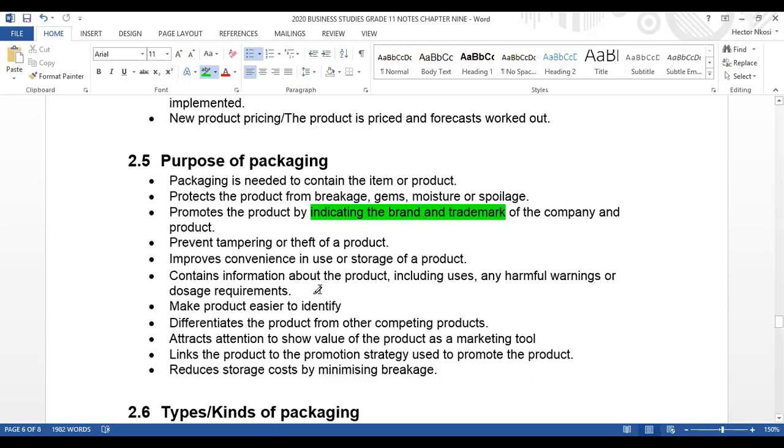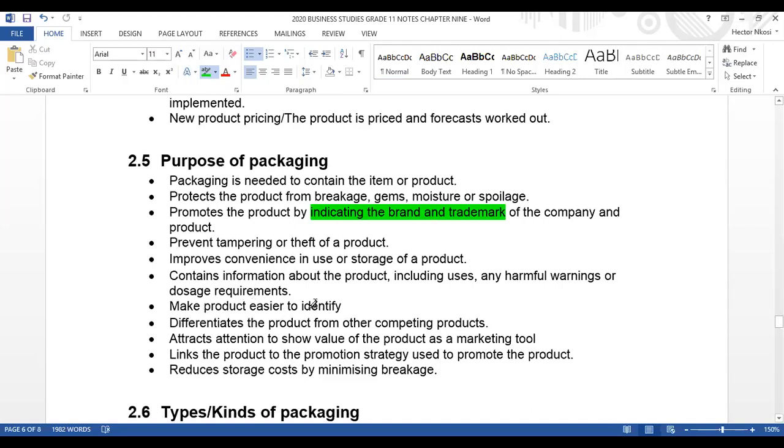It contains information about the product, including uses, any harmful warnings, and all those things. Sometimes it tells you what your product was made out of, like the ingredients. It also tells you the mass, whether it is 5 liters, 6 liters, 500 milliliters, or if it's in kgs, is it 1 kg, 2 kg, basically. So it indicates the masses. That's another point you can add from your notes, right? So all these things tell you that this product incorporates this, and this product incorporates that, right?